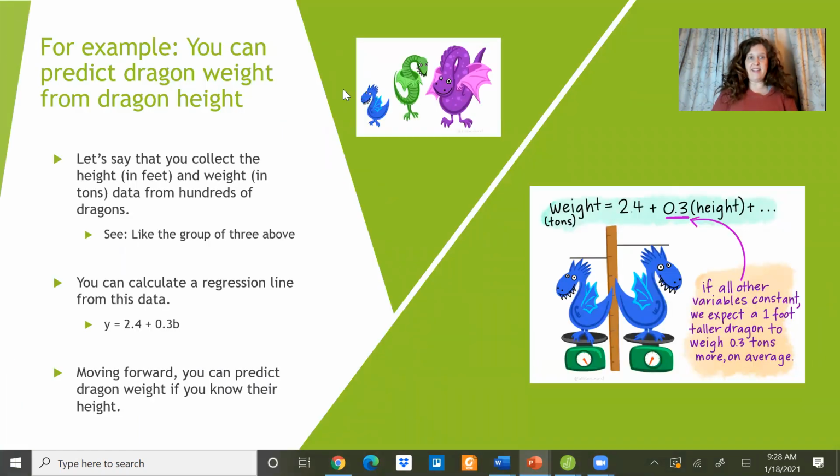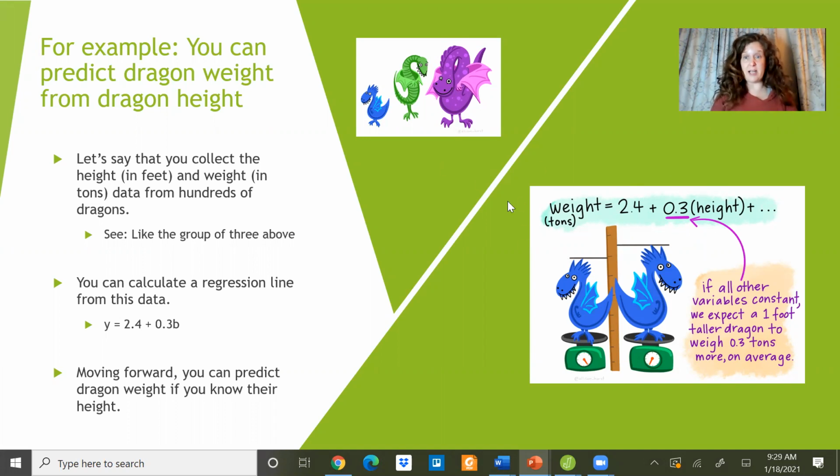So here's another example. Let's say you can predict dragon weight from dragon height. So you've got all these dragons. You're a dragon scientist, it's pretend, and you collect their height in feet and their weight in tons with data from hundreds of dragons. And let's say that this is the equation that you end up getting. This is from my friend Allison Hurst. I met her on Twitter. She's really good at cartoons and at stats. I'm jealous of her, but I also admire her.